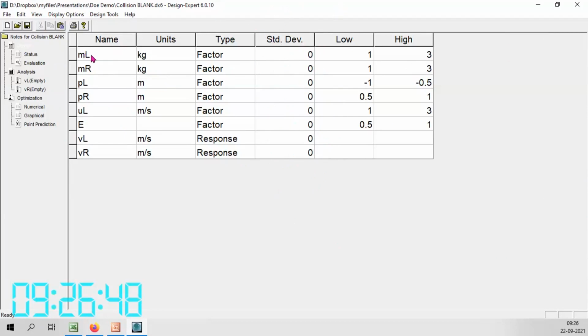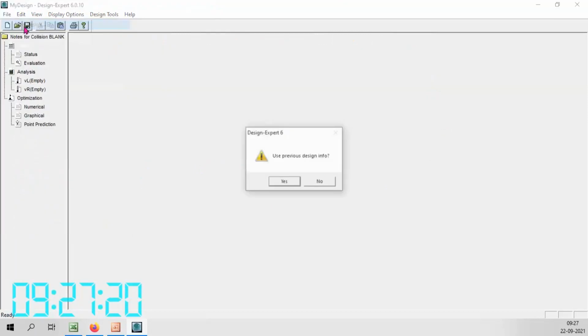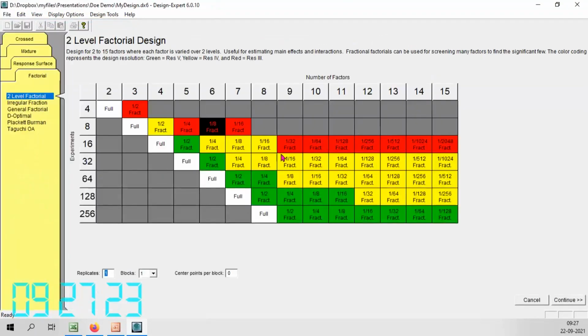Otherwise, this is the mass of the left ball, mass of the right ball, position of the left ball, position of the right ball. U is the initial velocity of the left ball. E is the elasticity. VL is the final velocity of the left ball. These two are the responses. So the levels are 1, 3, 1, 3, -1, -0.5, 0.5, 1, 1, 3, 0.5, 1, that we have discussed earlier. Now, file, new design, use previously defined, yes.